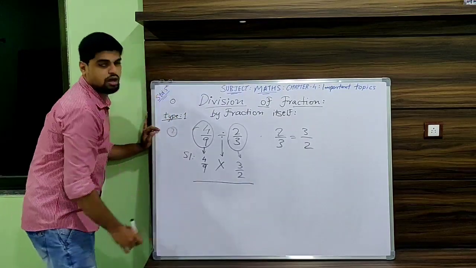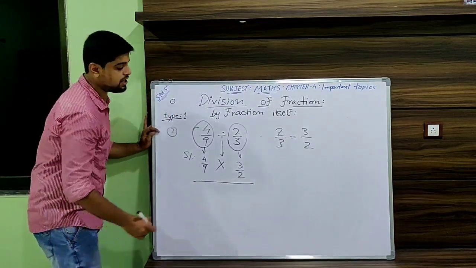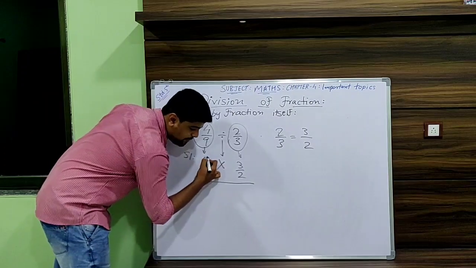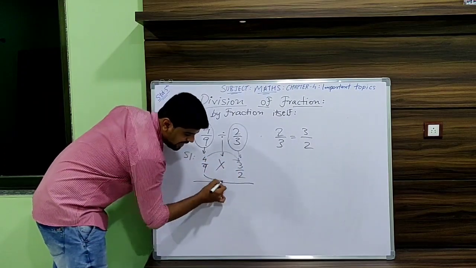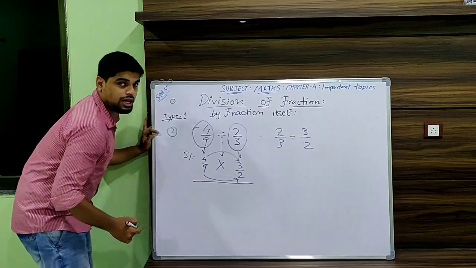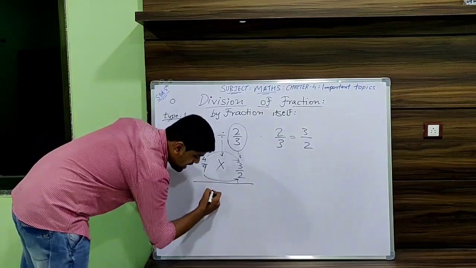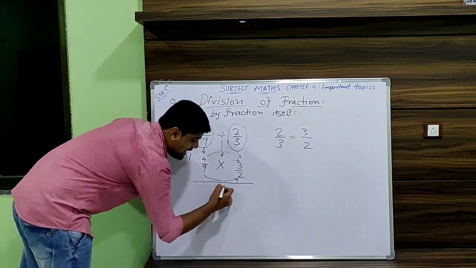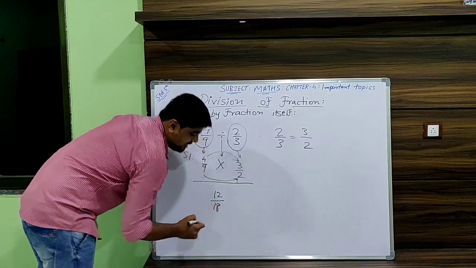Now from this, we have to just do simple multiplication. That is, we have to multiply 4 with 3 and 9 with 2. So what will it become? 4 3s are 12 and 9 2s are 18.